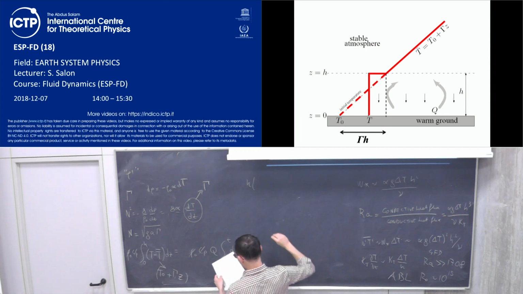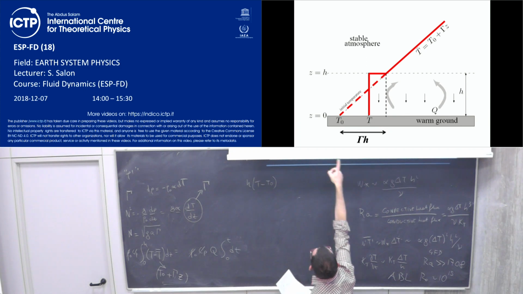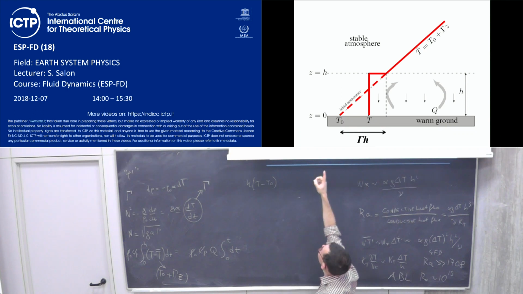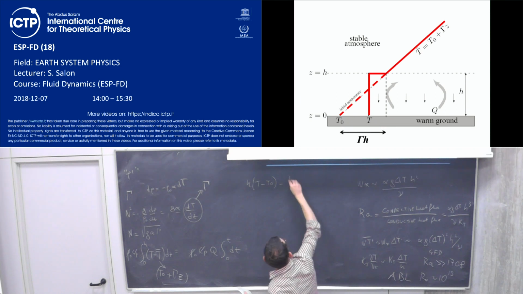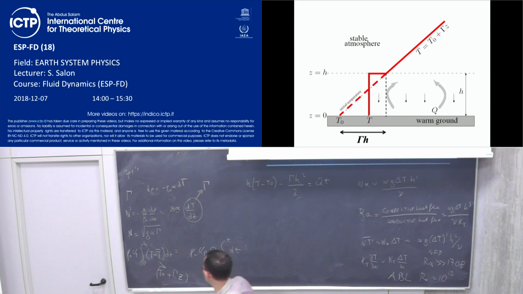So we will obtain H times T minus T0, which is actually the difference in temperature that we can observe. So if we are on the ground and we measure our temperature, we will see that our temperature has increased from T0 to T, minus lambda H squared divided by 2, which is equal to QT. Okay, so not very difficult, just an integration of this expression.